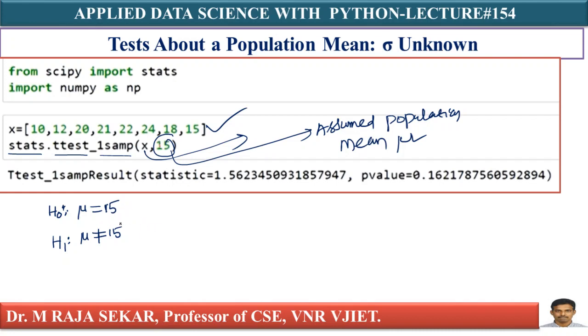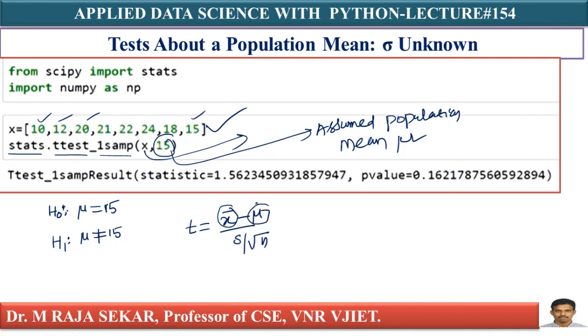What is a two-tailed test? A two-tailed test means you have rejection regions in both tails. Anyway, we will try to understand. When you run this particular function, stats.ttest_1samp, what happens? What is the t-test formula? t equals x bar minus mu divided by s by root n, isn't it? What is x bar? x bar is the sample mean. I know the sample 10, 12, 20 to 22, so I can find the sample mean. Who will find this sample mean? Automatically, the built-in function can calculate the sample mean.